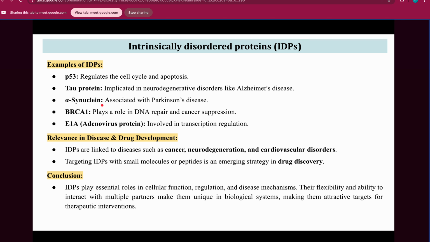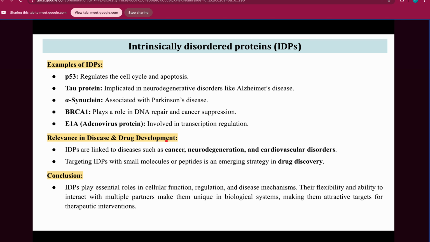Then there is the example of alpha-synuclein, which is associated with Parkinson's disease. This protein is also an example of an IDP. Then BRCA1, which is majorly involved in breast cancer. It plays a role in DNA repair and cancer suppression. Then E1A, which is an adenovirus protein, which is also involved in transcription regulation. So we have seen that these IDPs, although they do not have a well-defined structure, have some functional consequence on the cell, and they can determine how they will interact with other proteins and what functionality that IDP will bring.